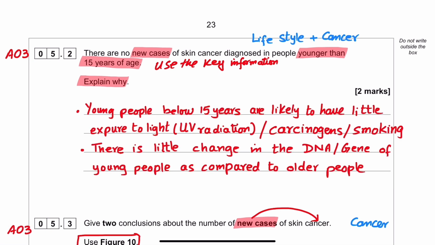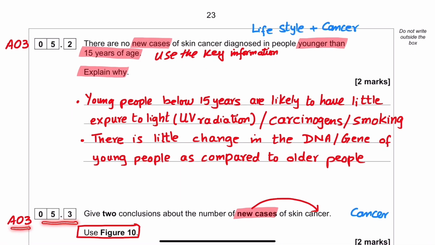Young people below 15 years are likely to have little exposure to light, meaning ultraviolet radiation, or they are not smoking, which can cause cancer in their body. The second point is there is little change in the DNA or the genes of young people as compared to old people. The student needs to use these 2 points to get 2 marks.